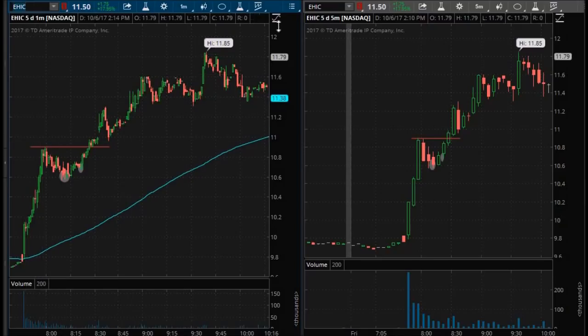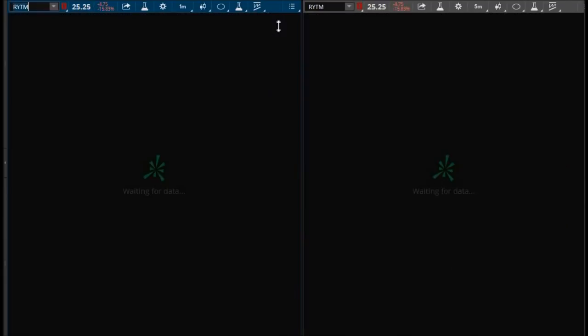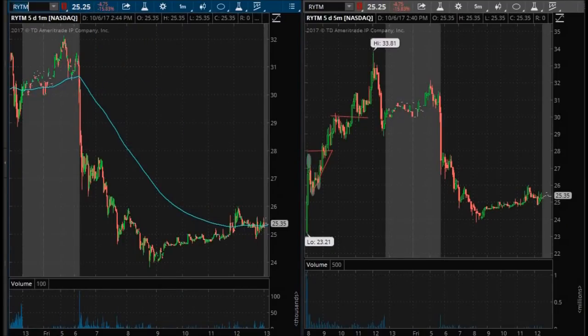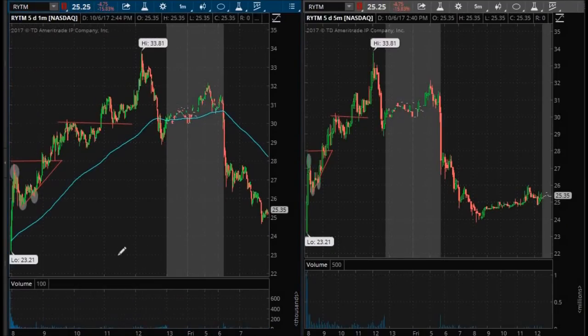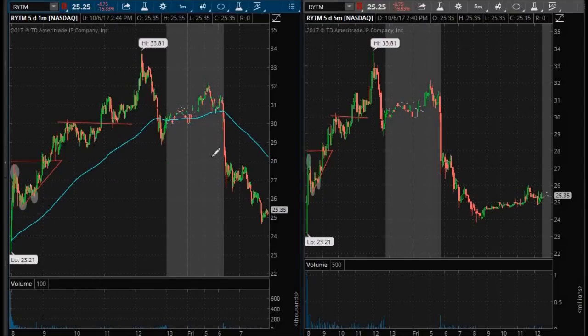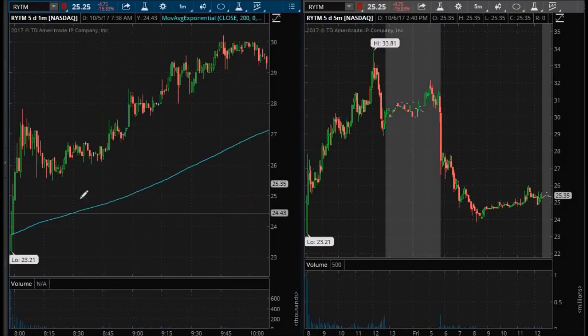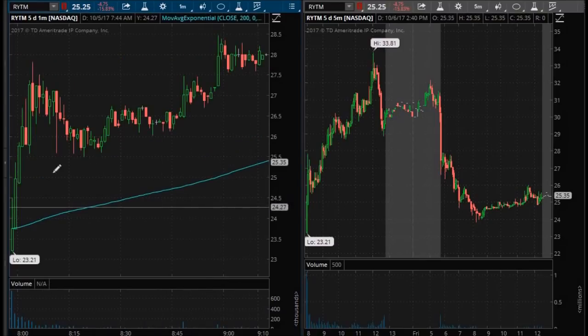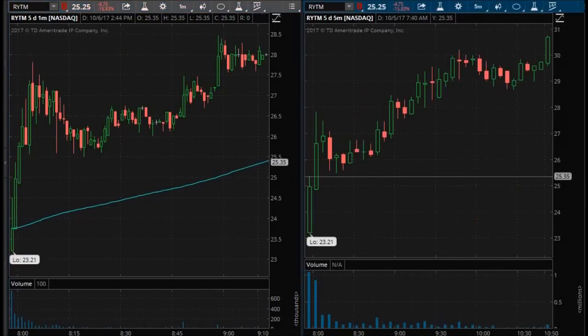So that's another example of the ABCD pattern. We're going to look at one more here, RYTM. And this is a perfect ABCD pattern as well because, if you're patient, if you let the chart play out, again, you can see those huge gains throughout the day. So we're going to zoom in here a little bit, right? And we see the ABCD pattern set up pretty nicely here.